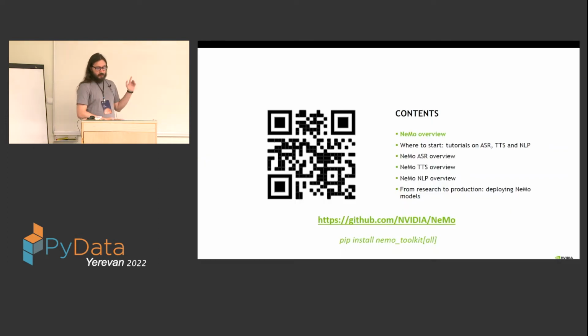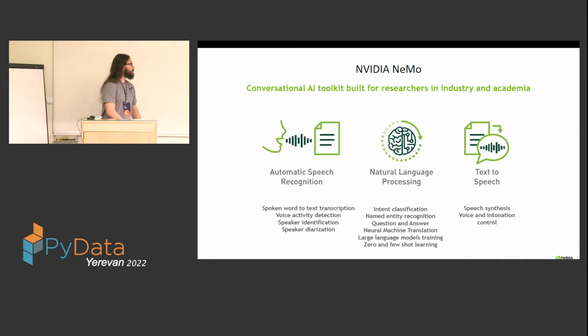We'll talk about the toolkit overview in general, then where to start with NeMo, then we'll discuss in more detail its ASR, which is automatic speech recognition, text-to-speech, and natural language processing capabilities. Then, finally, we'll see how to get NeMo models from research to production. And that would be it. So let's start.